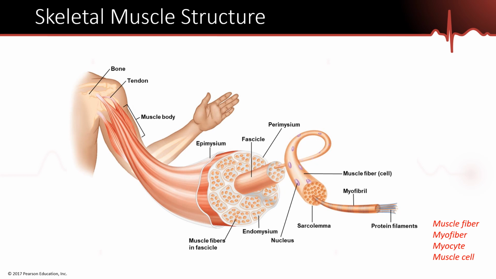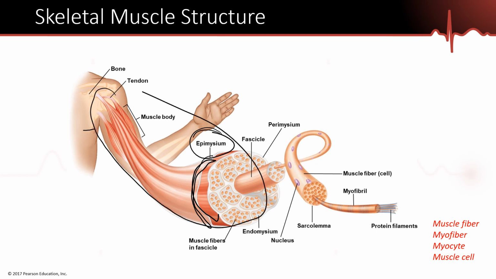So let's start off with the most outer layer, which is here. This is what's called the epimysium. The epimysium is a layer of connective tissue that surrounds the entire muscle. This is the biceps muscle, and the epimysium surrounds the entire biceps muscle. Again, you could do this for the deltoid. If you had the deltoid, there would be an epimysium, and that would surround the entire deltoid. If you were talking about the gastroc, the major calf muscle, the epimysium would surround the entire gastroc.